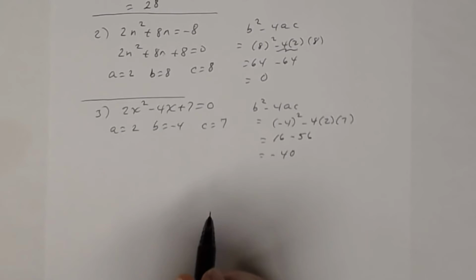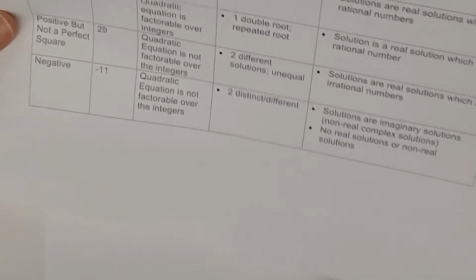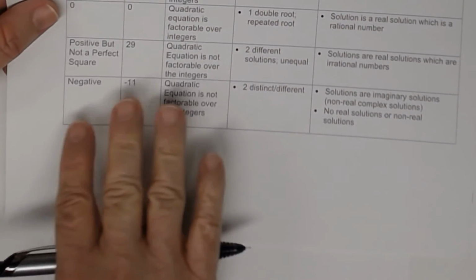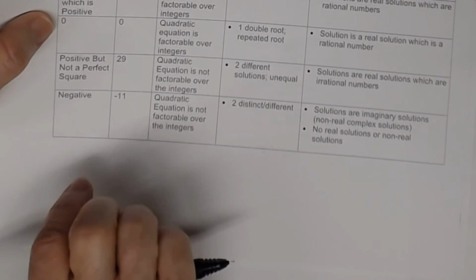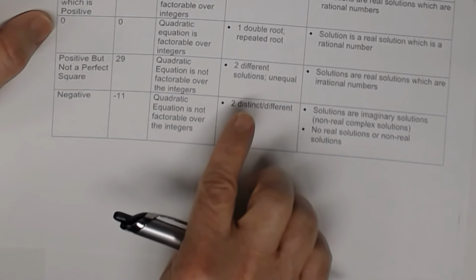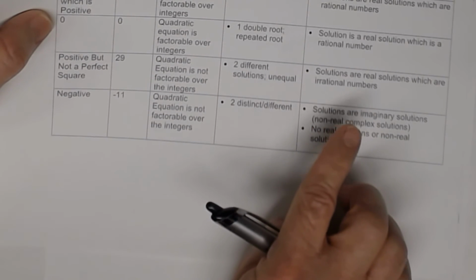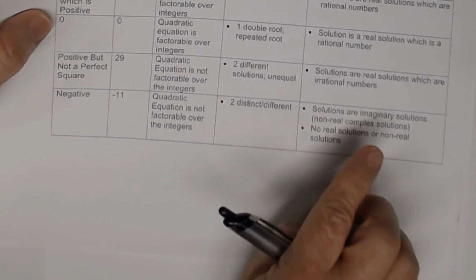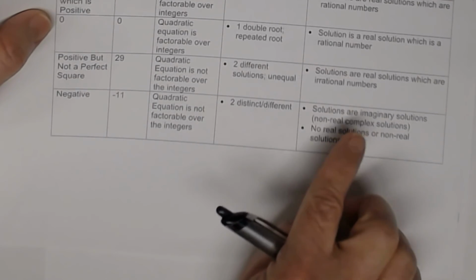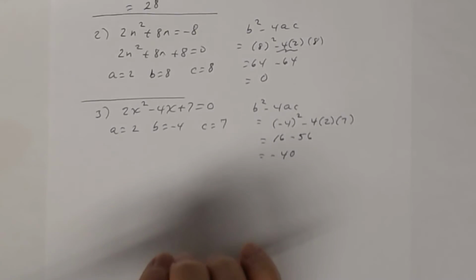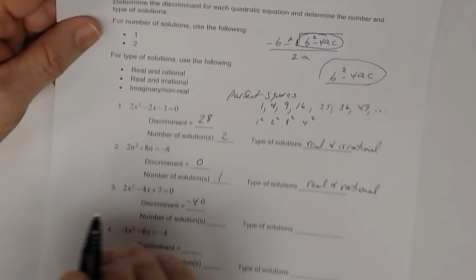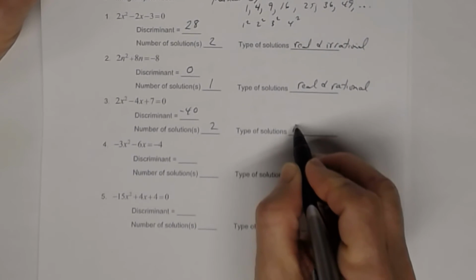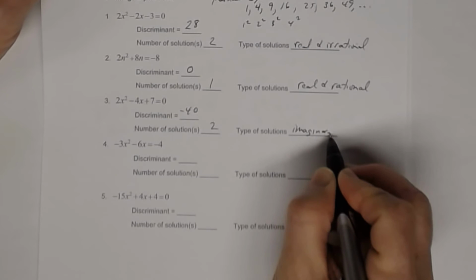All right, now notice this time the discriminant's a negative number, right? So the discriminant is negative, and remember in the lessons that went with this chart, you saw that if the discriminant is negative, you're going to get two different solutions, but they're going to be imaginary. They won't be real. There will be none real. So for that one, you're going to say two different solutions, and they're going to be imaginary, none real. So you're going to say two, imaginary, none real.